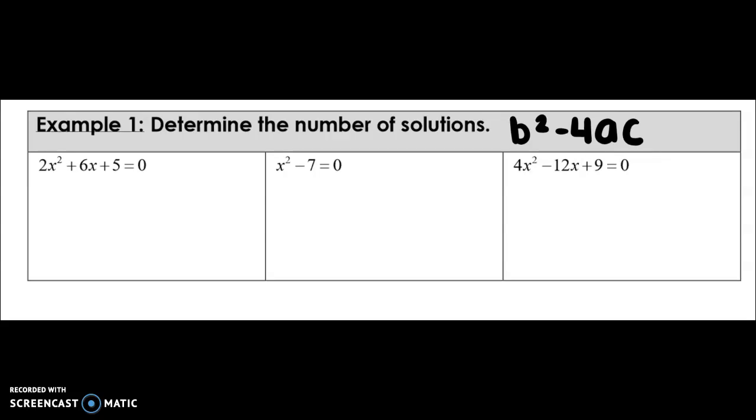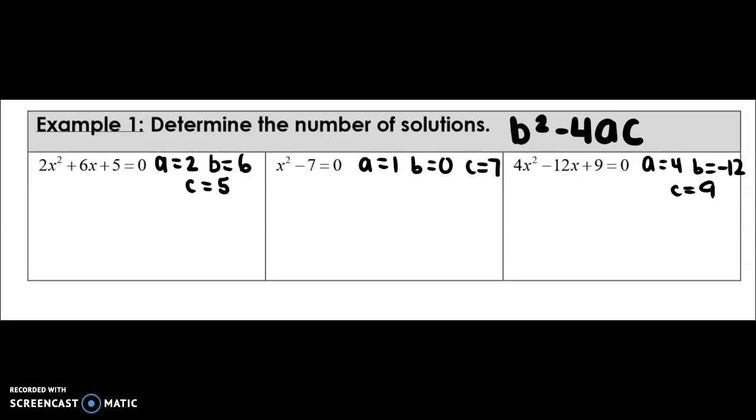Let's roll through a couple of examples here. We are going to use the discriminant to determine the number of solutions. You will either say no solution, 1 solution, or 2 solutions. Like we did with the quadratic formula, let's identify what A is, what B is, and what C is for each of these examples. And I identified what A, B, and C are for all 3 examples below.